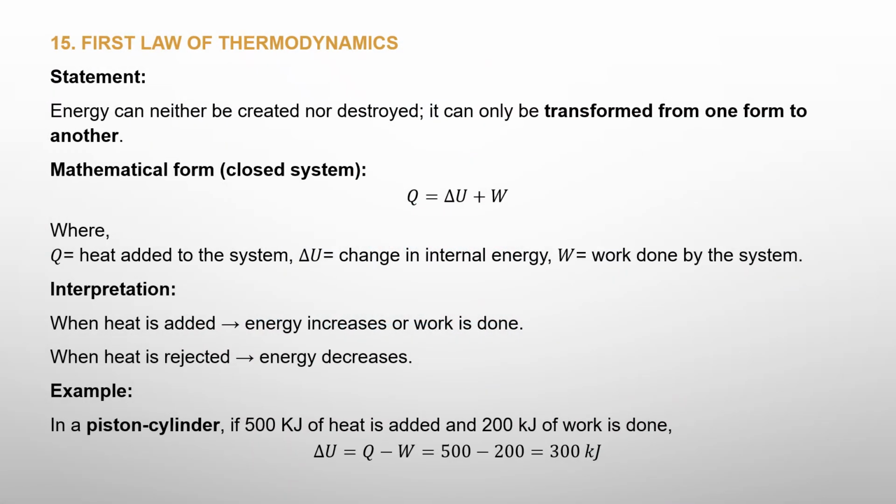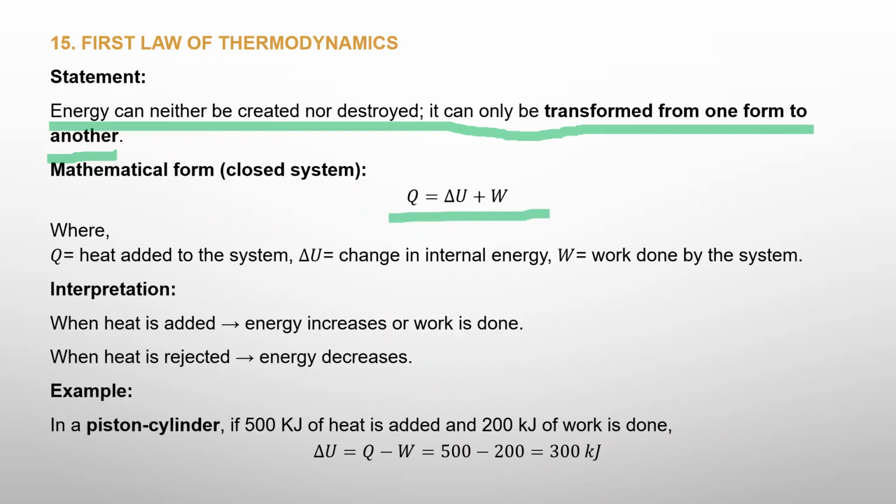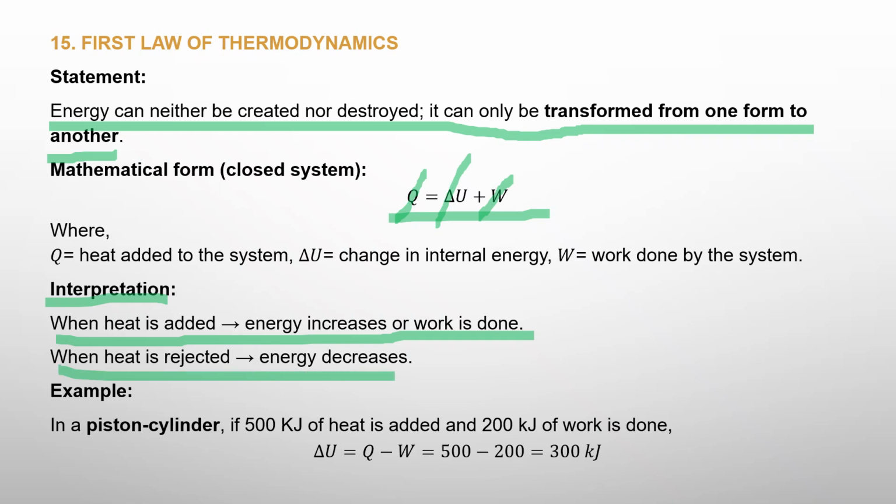The first law of thermodynamics. The first law of thermodynamics states that energy can neither be created nor be destroyed, but can only be transferred from one form to another form. So Q equals delta U plus W, where Q is heat, W is work, and delta U is the change in internal energy. Its interpretation is like this: when heat is added, then energy is increased or work is done. When heat is rejected, energy decreases.